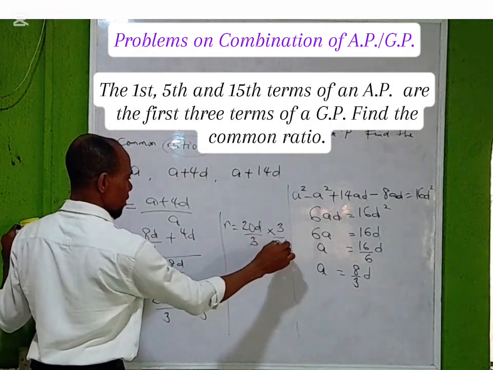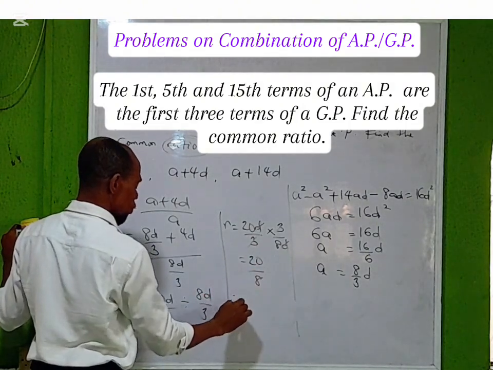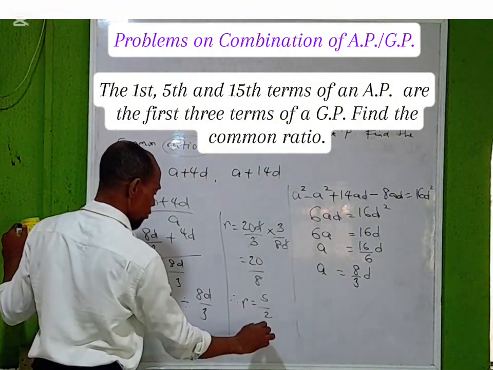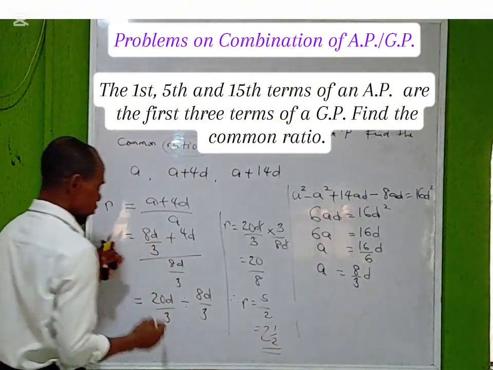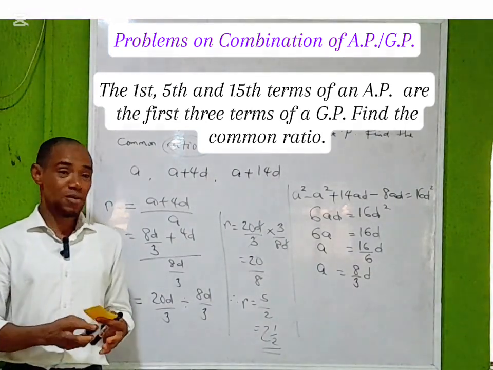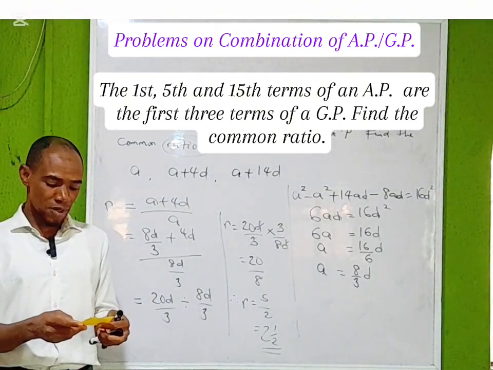The 3 cancels and D cancels, and we are left with 20 over 8. In conclusion, our R is 4 over 4, 5, 4 over 4, 2. So our common ratio R is 2. That's a classic case of how to look at questions involving a mixture of AP and GP.